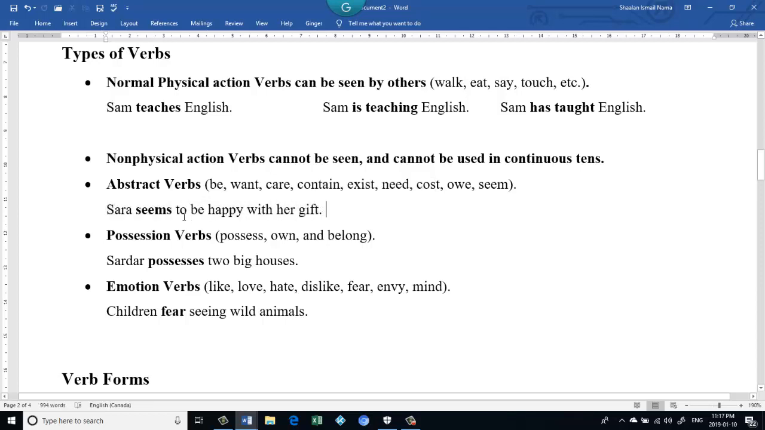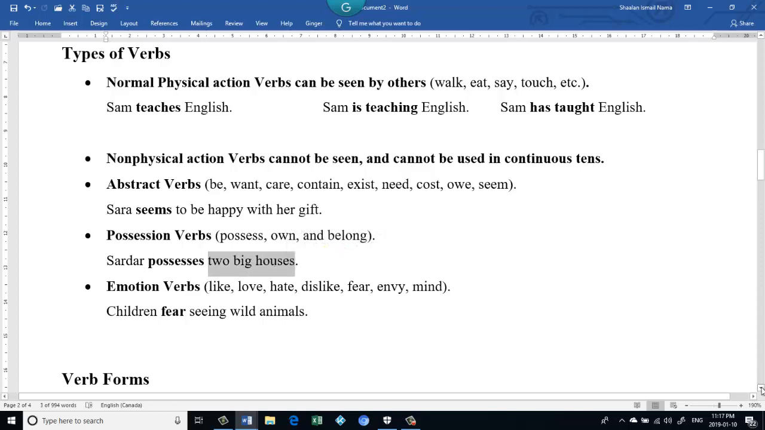It's a good sentence. We have a subject, we have a verb, we have the complement. Or maybe it could be possession verbs, possessing something, or own, or belong. Sardar possesses 2 big houses. I have a subject, I have the verb, then I have the object here.